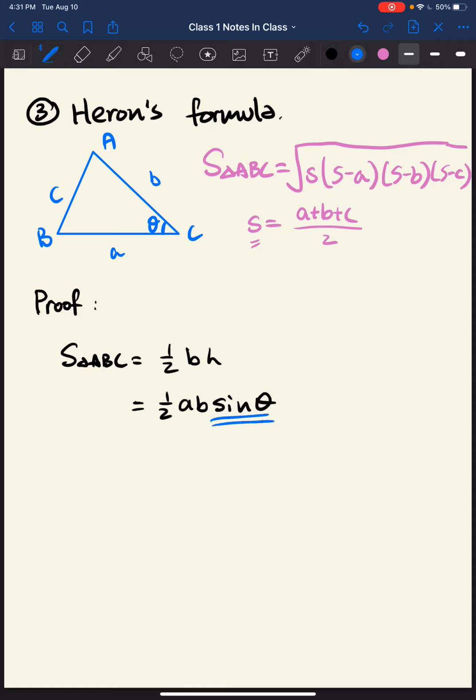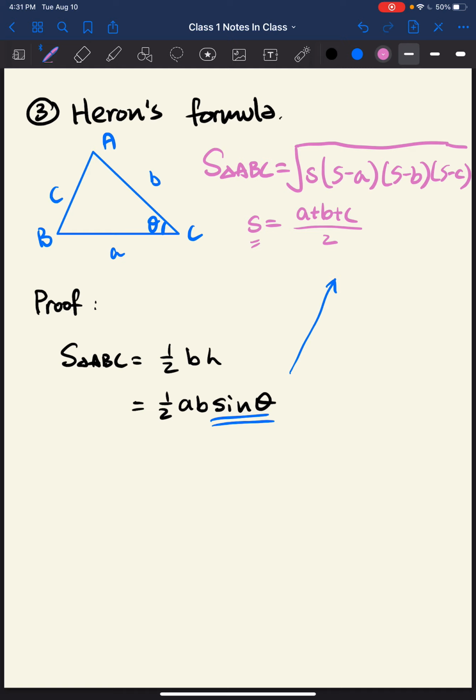We want to substitute sine theta with something else, because in this formula right here, we don't have any angles in there, right? We only have the side lengths. So we want to substitute sine theta with something.